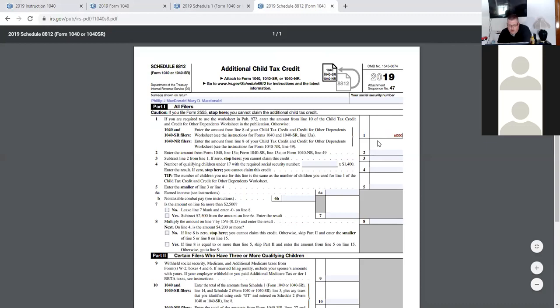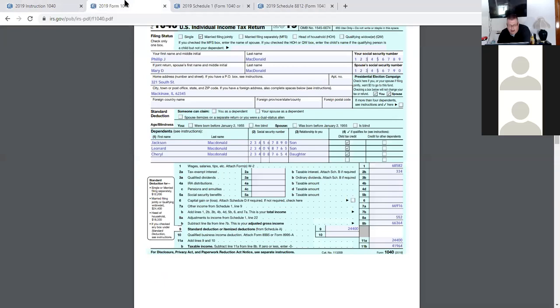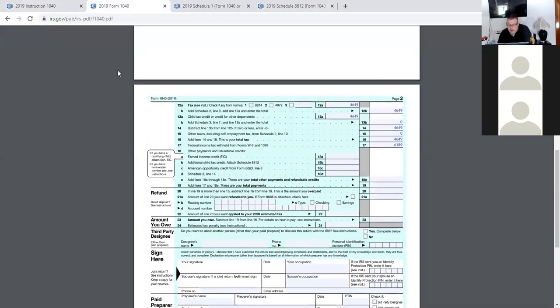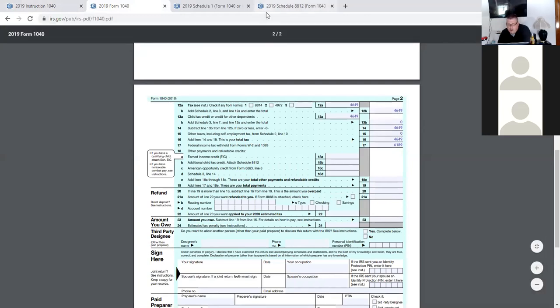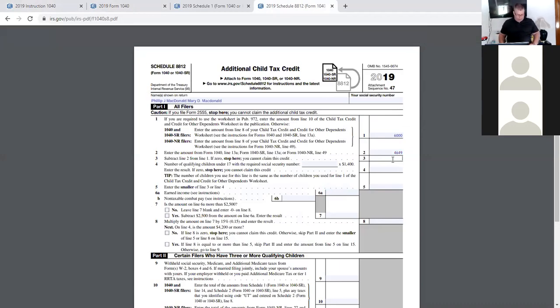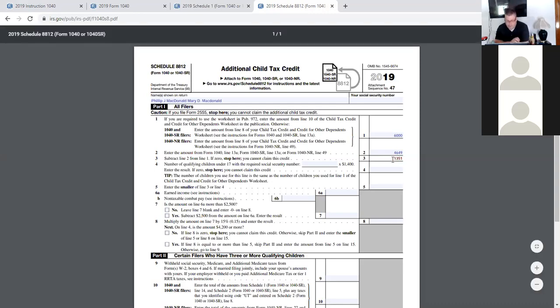All right, line 2. Enter the amount from Form 1040, line 13A. So if we go back to our 1040, we look at line 13A, and that was $4,649. So we're going to enter the $4,649 here. Subtract line 2 from line 1. So 6,000 minus 4,649. That's going to give us 1,351.